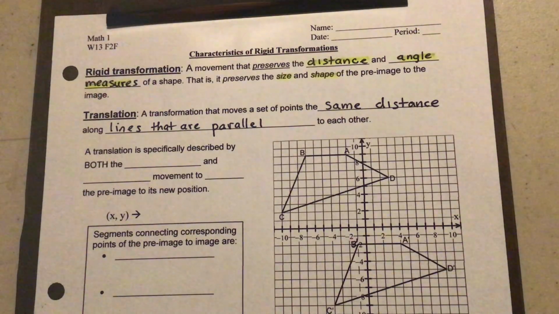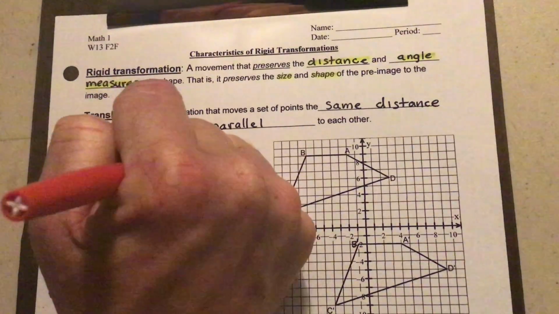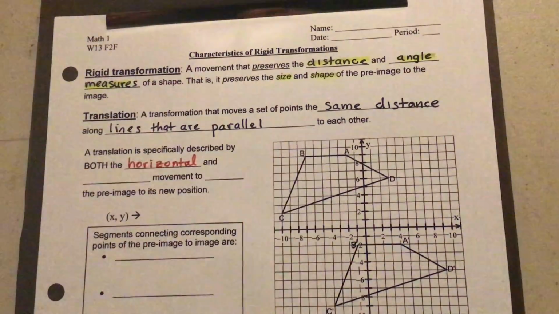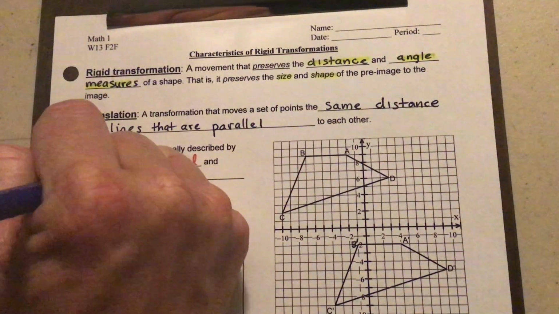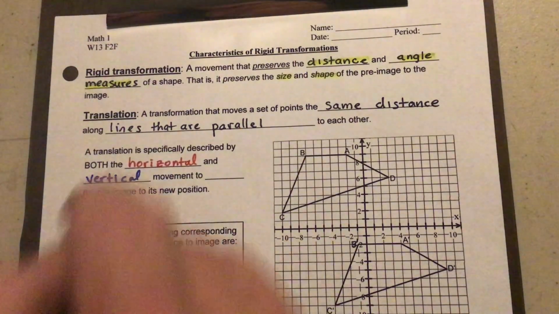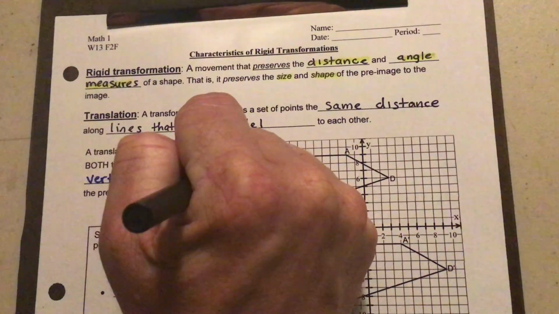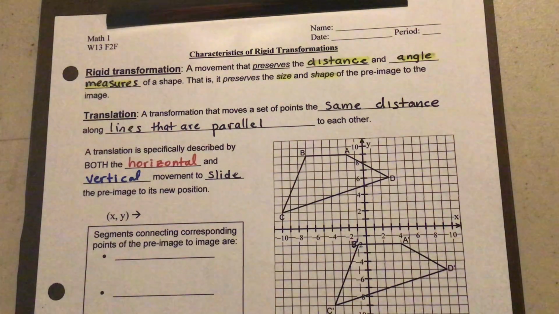Now, with the translation, we are specifically looking at two ideas. We want to look at both the horizontal being side to side, and the vertical movement that is up and down that describe the movement to slide the pre-image to its new position, which we'll call the image. So we always go from a pre-image to an image, and with this translation, we want to be able to describe both the horizontal and vertical elements of the slide.